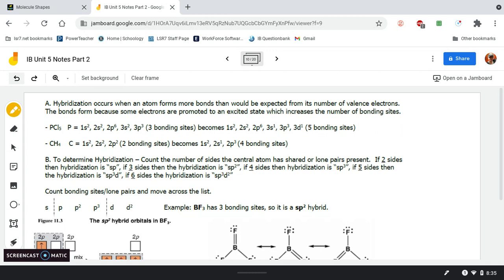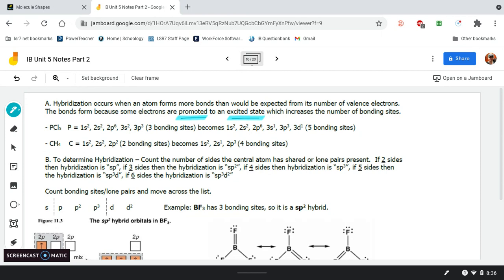Hybridization occurs when an atom forms more bonds than would be expected from its number of valence electrons. The bonds form because some electrons are promoted to an excited state, which increases the number of bonding sites. So when I just drew those boxes and I moved an electron, I was promoting that electron. So when I moved that electron, it got promoted. Excited state just means the electron is not where it's supposed to be, right? So it just moved around.